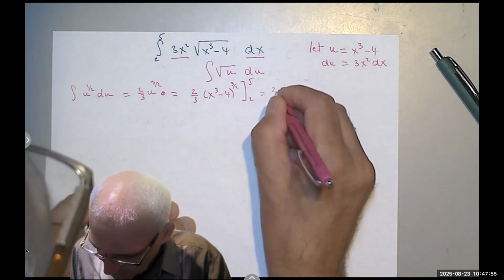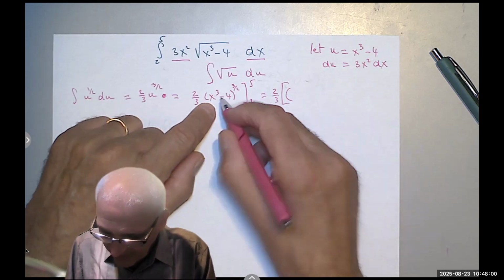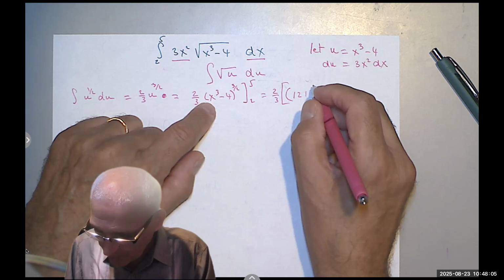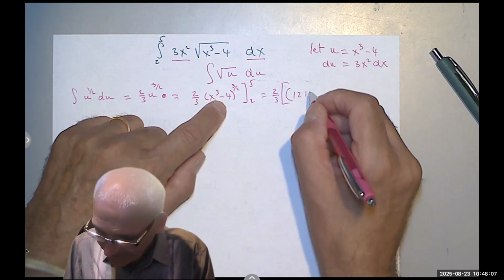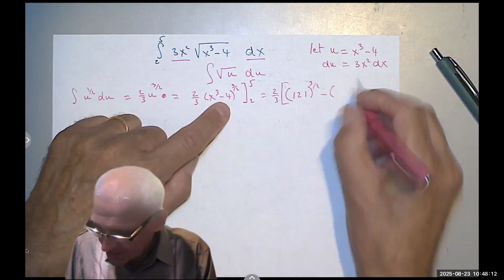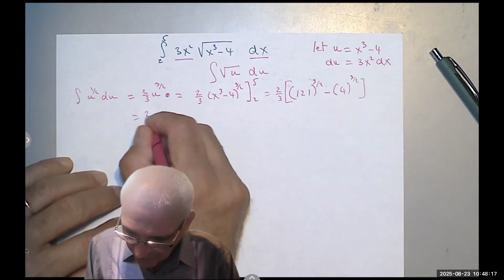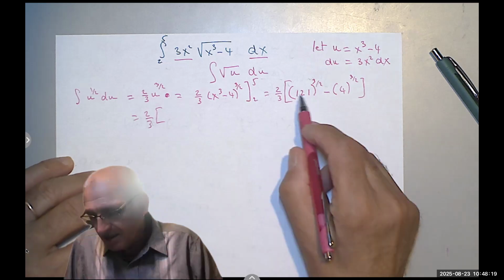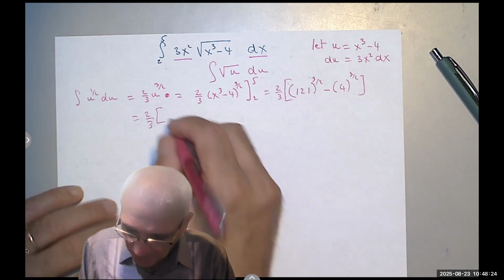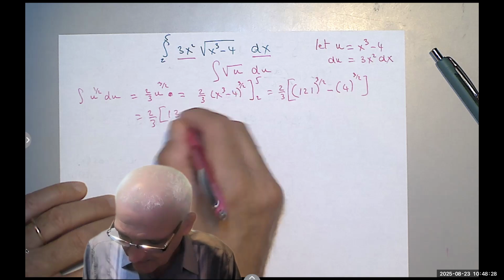Okay, so I get 2/3, and then 5 cubed is 125, minus 4 is 121 to the 3/2, minus 2 cubed is 8, minus 4 is 4 to the 3/2, equals 2/3 times 121 to the 1/2 is 11. 11 cubed is what? 11 cubed?